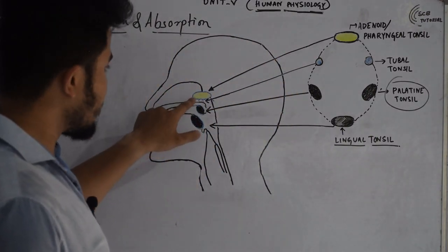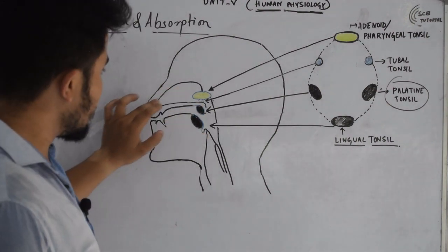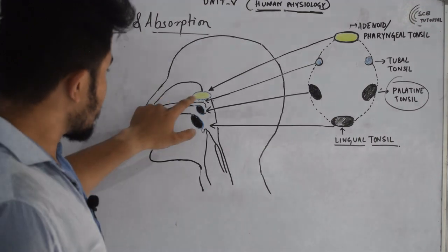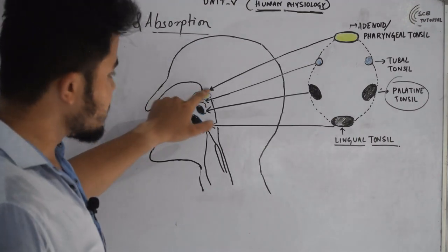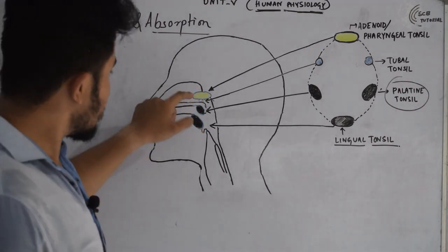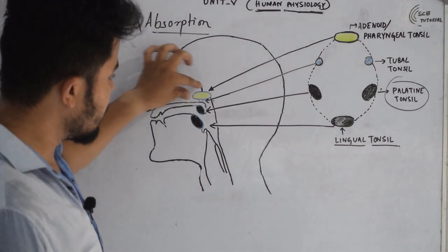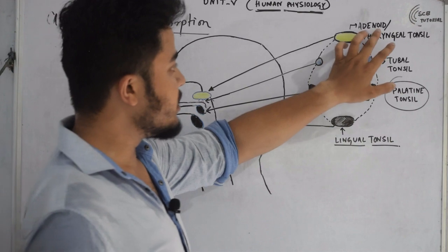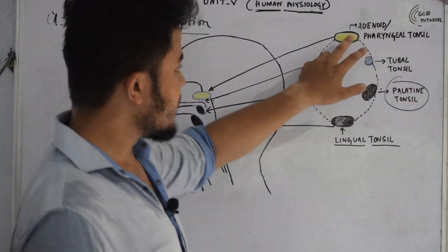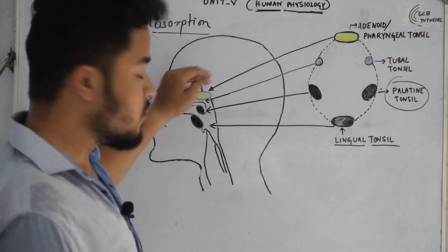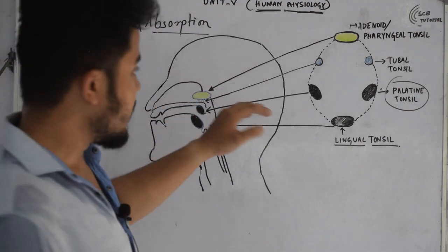You can see that the first type of tonsil is present at the end part of the nasal cavity, right? This region is called the nasopharynx. At the roof of this nasal cavity, or the roof of this nasopharynx region, lies the adenoid or pharyngeal tonsil. This adenoid or pharyngeal tonsil is present at the base of the nasal cavity or at the roof of the nasopharynx region, right?